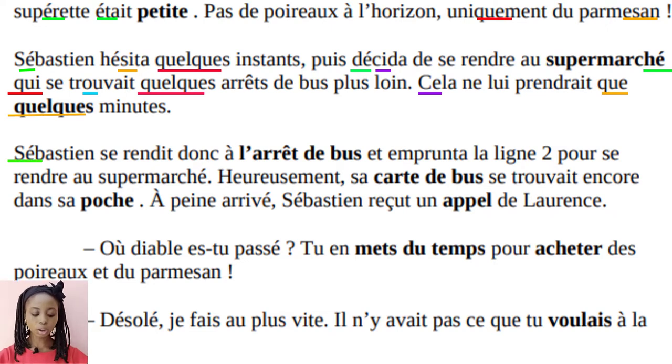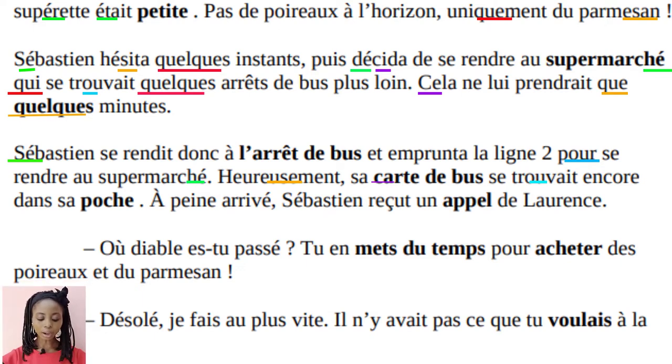Sébastien se rendit donc à l'arrêt du bus et emprunta la ligne 2 pour se rendre au supermarché. Don't let us forget our U sound for pour and our E sound for supermarché. Heureusement, so we have our S in between two vowels here. Sa carte de bus se trouvait encore dans sa poche. Don't let us forget our U sound for trouver.